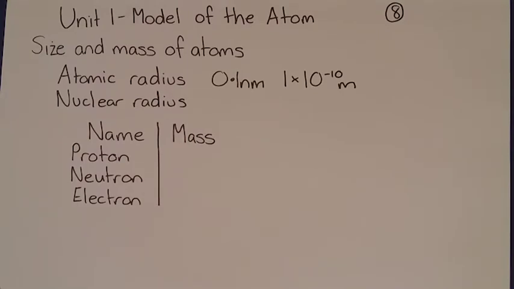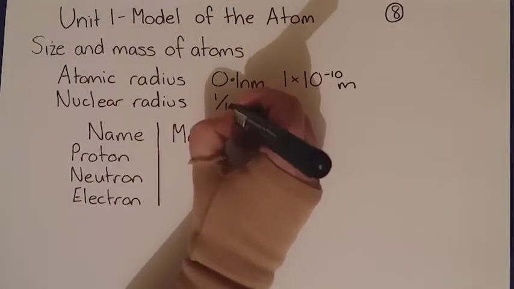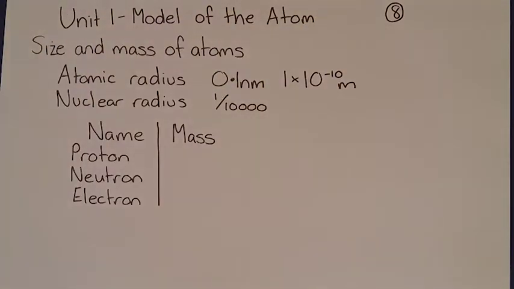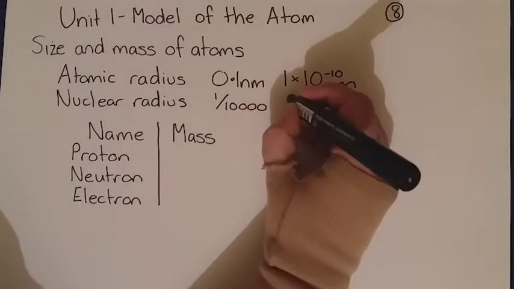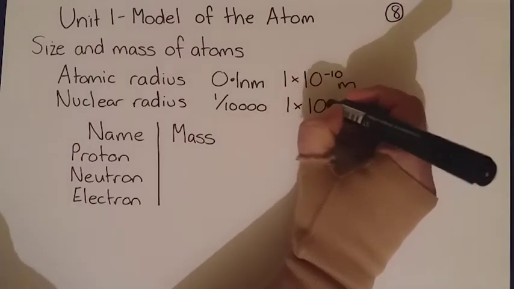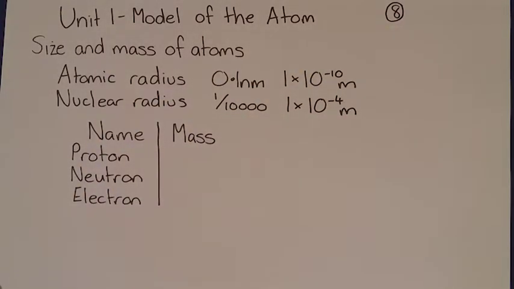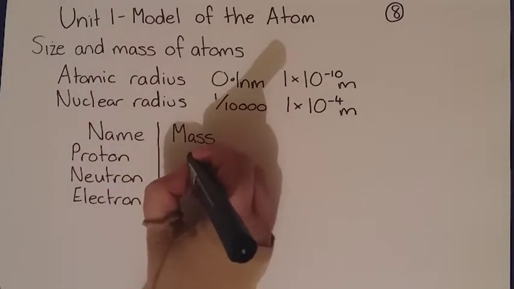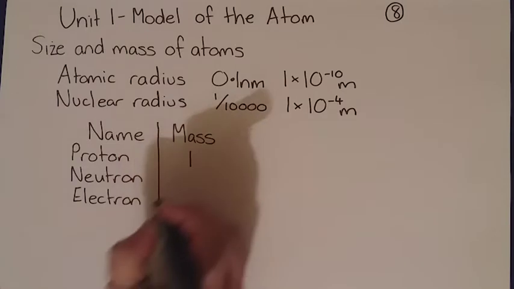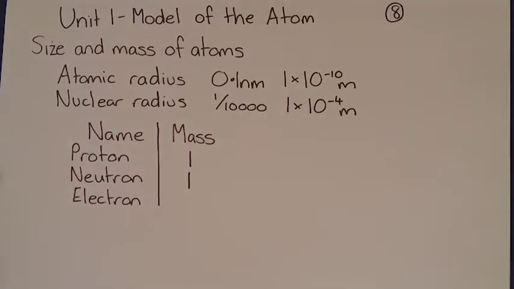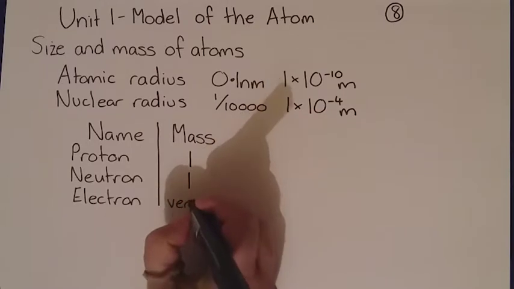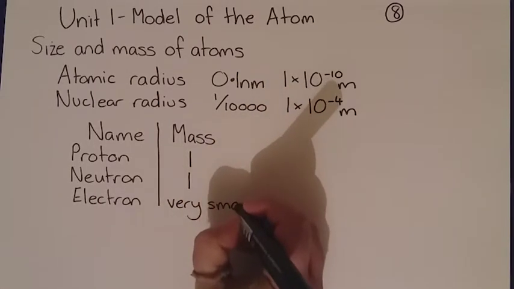A nucleus, being in the centre of the atom, is even smaller. It is 1/10,000th of the size of the atom, which is the equivalent of 1 times 10 to the minus 14 meters. Despite being so small, almost all of the mass of an atom is in the nucleus. This is because protons have a relative mass of 1, neutrons have a relative mass of 1, and in comparison, electrons have a relative mass that is very small.